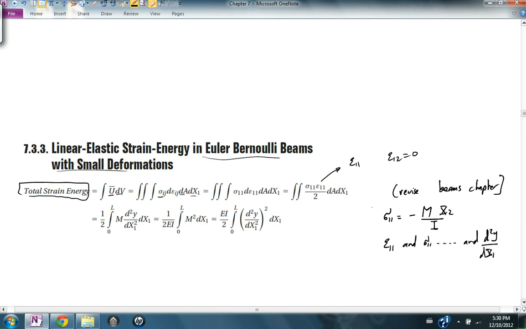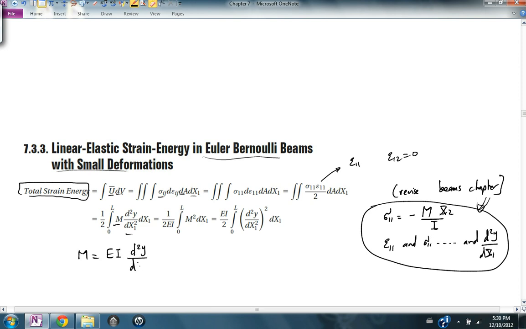So if you use all these formulas, you realize that the total energy can be written in terms of the bending moment and the second derivative of y integrated over the whole length of the beam from 0 to L. Since we know that M is equal to EI d2y by dx1 squared, you can replace d2y by dx1 squared with M, or you can replace M with d2y by dx1 squared. So you get three equivalent forms.